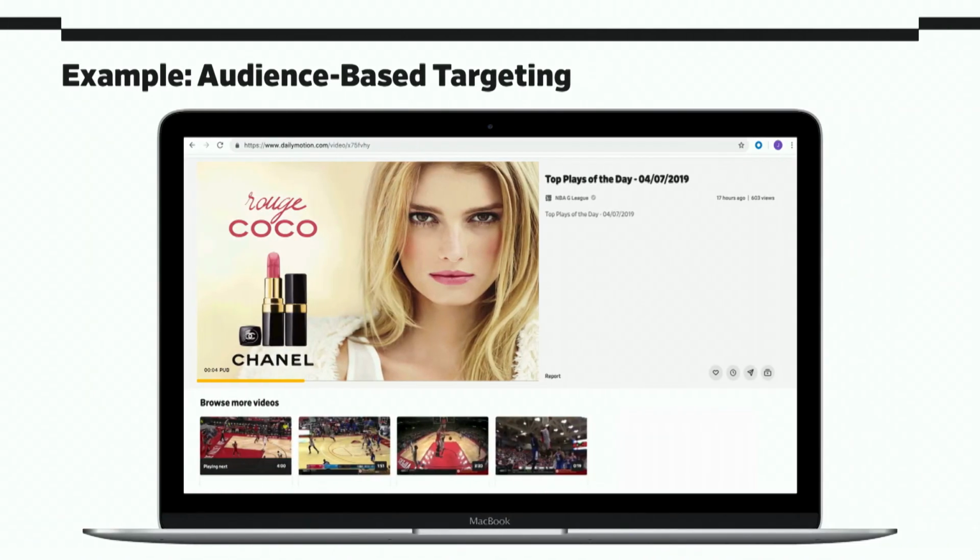In this next example, this is audience-based targeting only. I'm watching the same basketball plays, and I get targeted for a lipstick. So the advertiser was able to identify that I was female, that I was within a certain age range, and targeted me with this lipstick. Well, it's a really nice lipstick, and any other day I might be really interested in buying it. Right now I'm watching sports. I'm not thinking about beauty, so the context isn't right for me right now to buy this lipstick. So this is also not particularly well targeted.